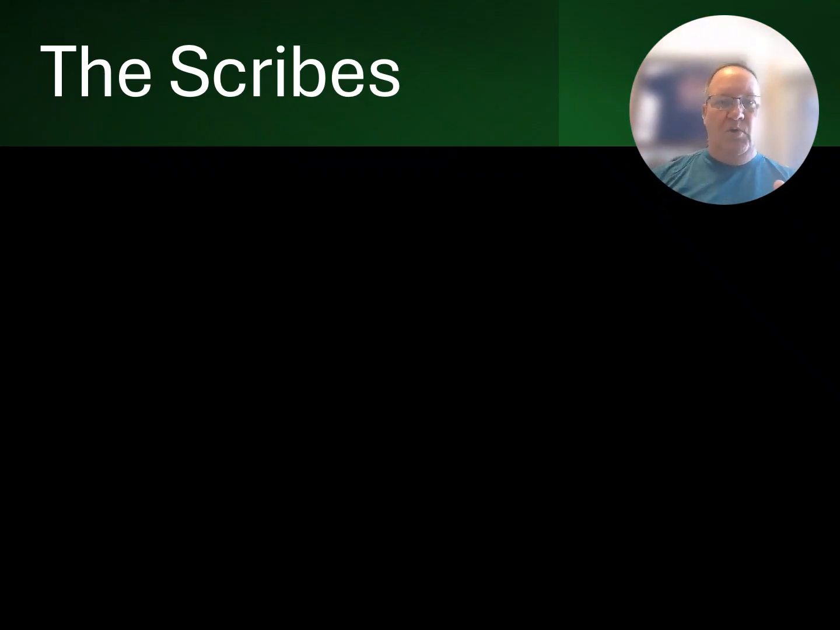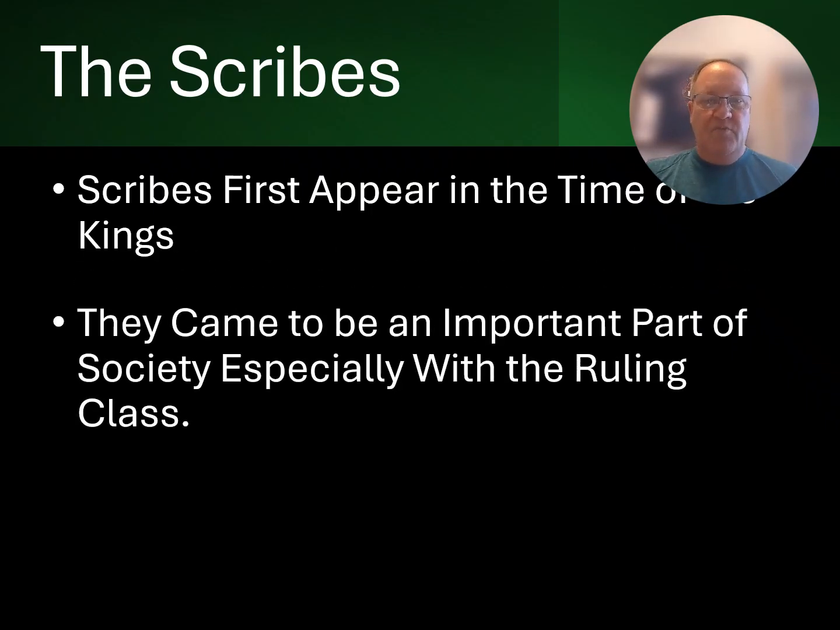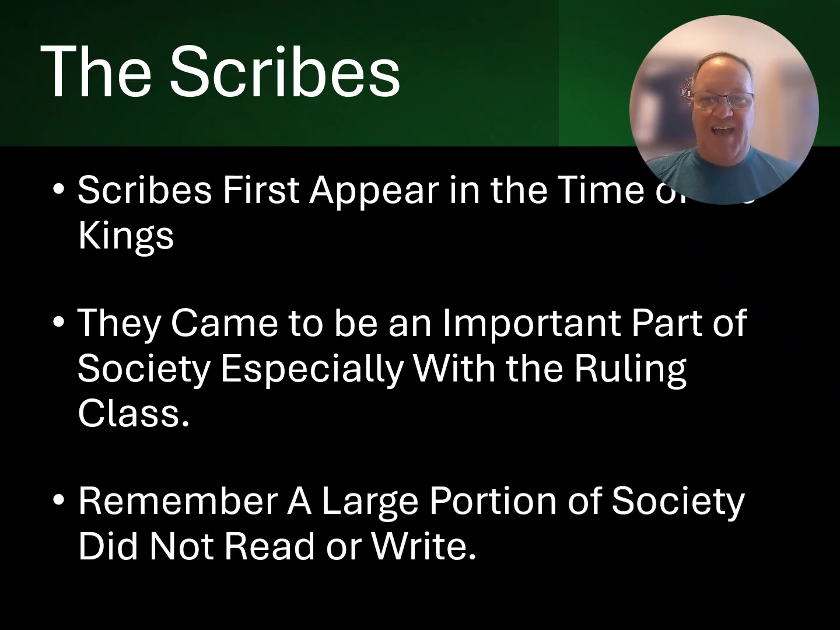So when you go to the Old Testament and you look for the word scribe, the first appearance of scribes in the Bible is the time of the kings. Starts with the United Kingdom and then also carries on into the divided kingdom. Now, the very first scribes appear to be very important, especially to the ruling class, to kings and to rulers. And a big part of that is, remember that a large portion of society in ancient times were illiterate. They did not read, they did not write.